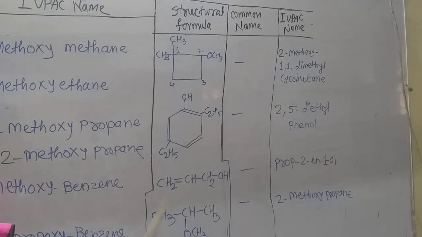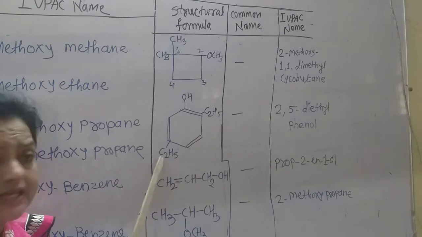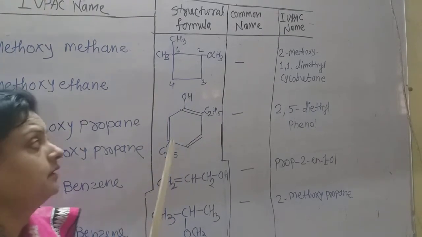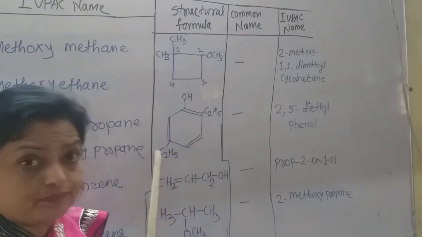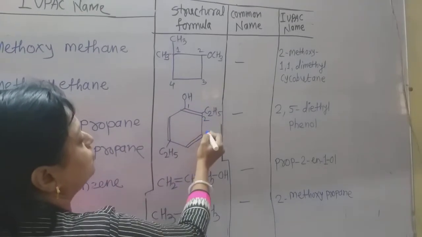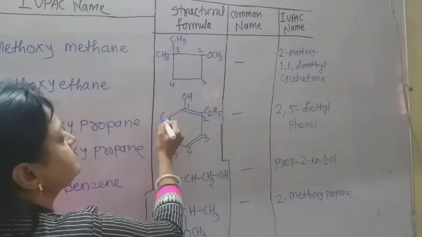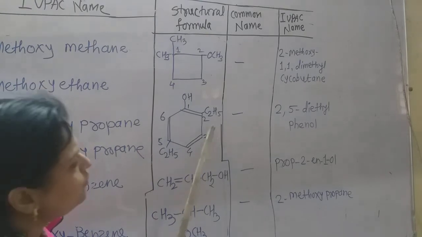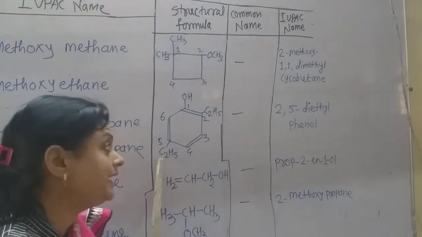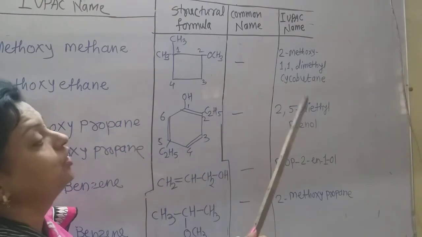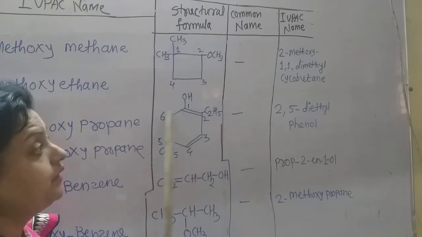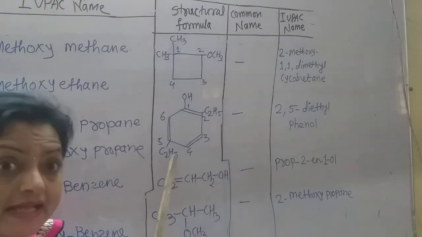Now see, two alkyl groups are there, both are ethyl groups. Now this is a phenol, and the IUPAC name of this phenol is given with the numbering from this side, 1, 2, 3, 4, 5, 6. As at the 2 position and 5 position there are the 2 ethyl groups, the name of this phenol is 2,5-diethylphenol. This is a question from the exercise.